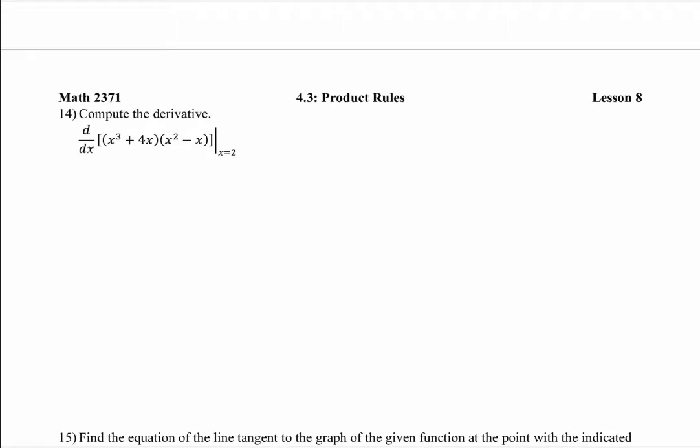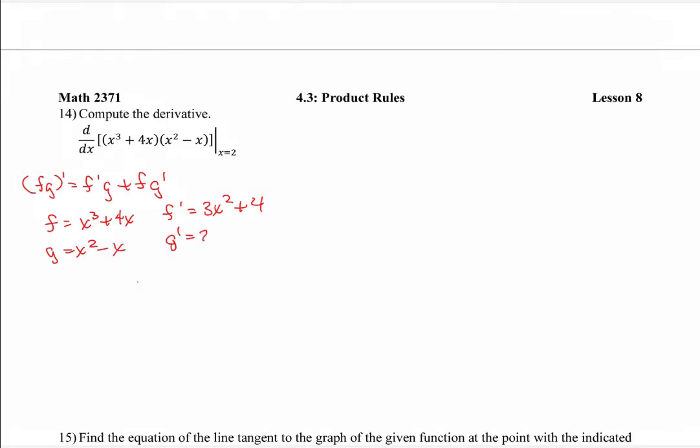So, first, we're going to use the product rule. So, f g prime, so that's f prime g plus f g prime. So, f is x cubed plus 4x. So, f prime is 3x squared plus 4. And g is x squared minus x. So, g prime is 2x minus 1.